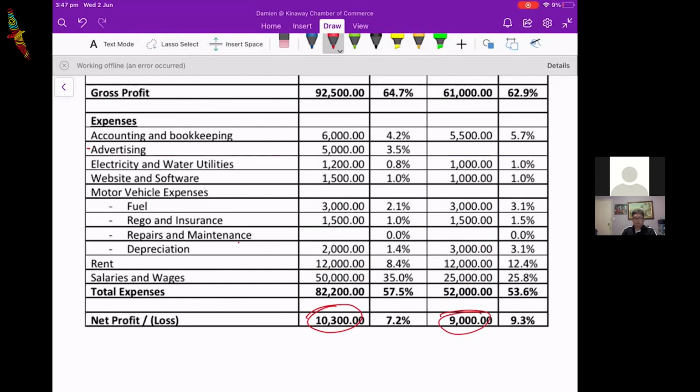That doesn't look great, and it's reflective if we look at the net profit margin. The net profit margin is saying it's gone from 9.3% last year to 7.2%. That's a pretty big reduction. And if we look at the 53.6% to the 57.5%, it's probably in our expenses. So our expenses seem to have increased. And that's why there's been a reduction in the net profit from 9.3% down to 7.2% of total sales. This doesn't look good on the face of it.